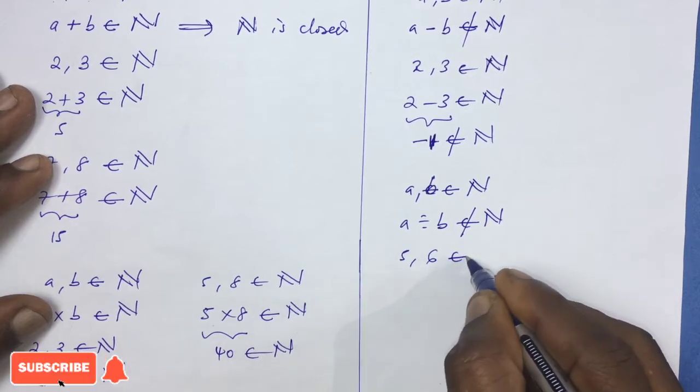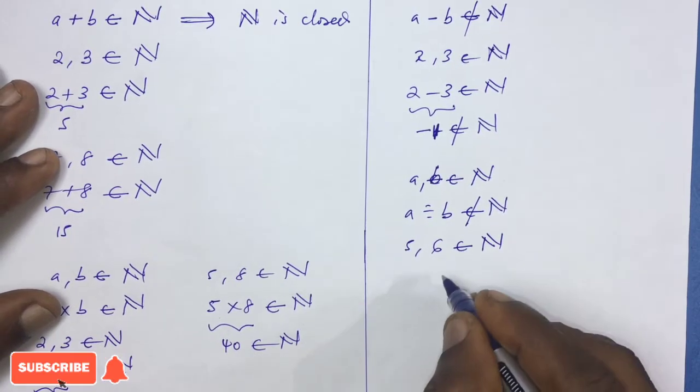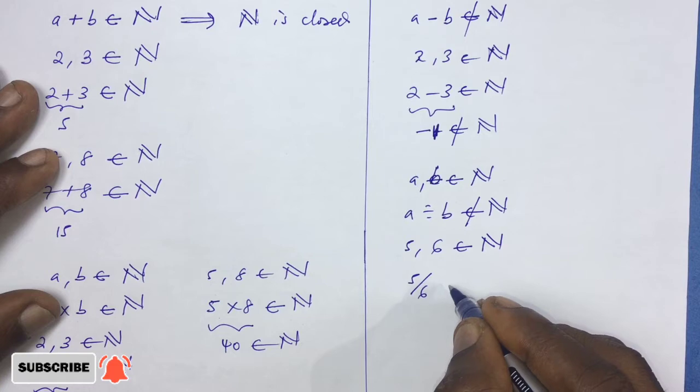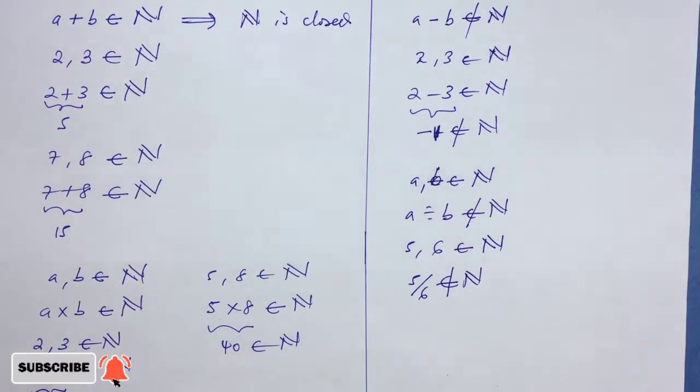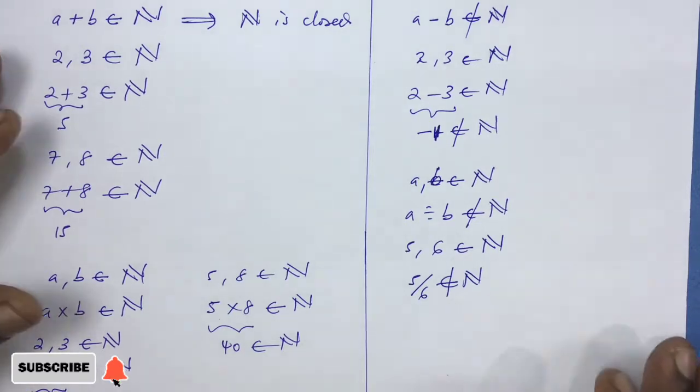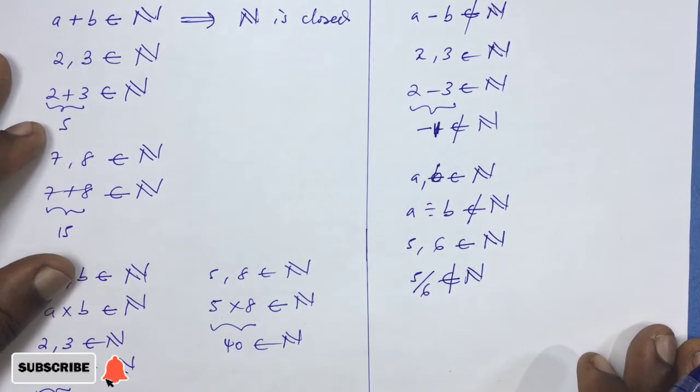If you pick any two elements, 5 and 6, that are members of n, you will notice that 5 over 6, or 5 divided by 6, may not be a member of n. And in this case, it is certainly not a member of n. Because fractions are not members of n.